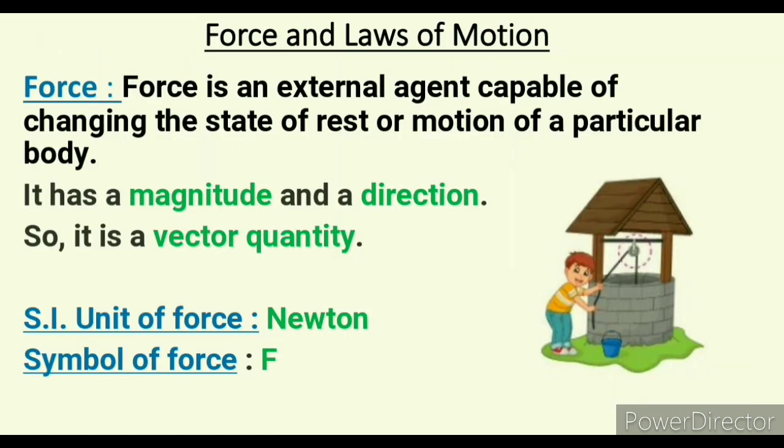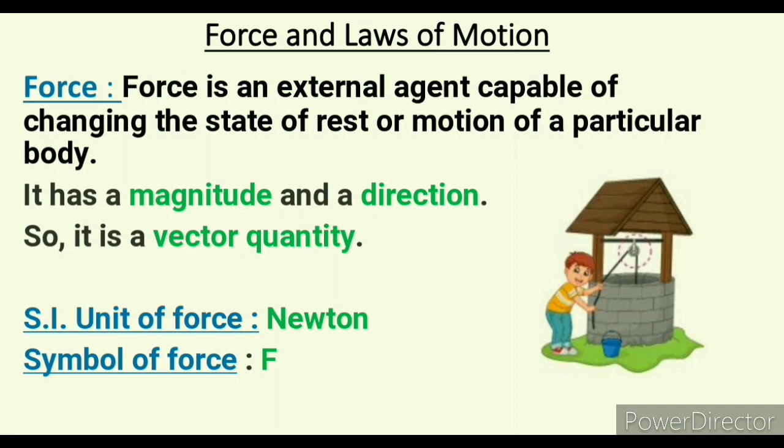Now we have the definition of force. Force is an external agent capable of changing the state of rest or uniform motion of a particular body. That means force is an external effect that is capable of changing the state. If an object is placed at rest, then by applying force we can change its state from rest to motion. Similarly, if an object is in motion, by applying force we can change its state from motion to rest.